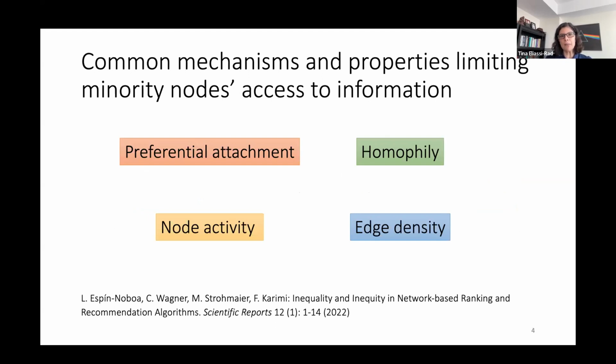Some of the common mechanisms and properties of networks that we know affect the minority nodes' access to information are, for example, preferential attachment, right? Everybody wants to attach to the star, or you may have heard of this in terms of the rich get richer. Homophily is another aspect of this, right? Birds of a feather flock together. Node activity, how active a particular node is, either on LinkedIn, Facebook, et cetera, and then also edge density. You can think of edge density as a dyadic relationship of the node activity.